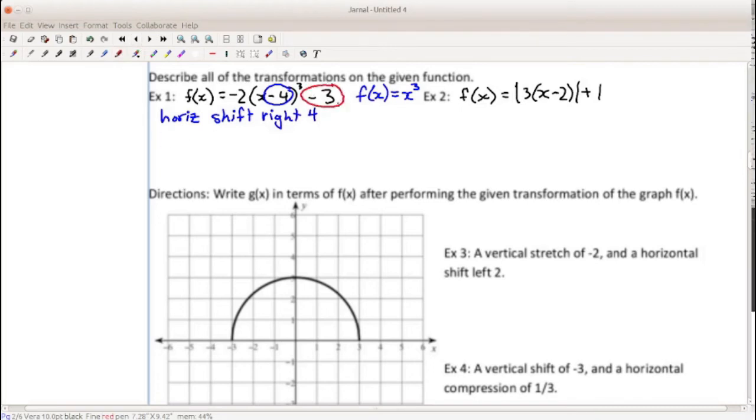So -3, this is outside, must be vertical. Still subtraction, so I'm still looking at a shift. And I know that a negative vertical means down 3. And last but not least, I'm going to deal with this multiplication outside. Actually, there's two things going on here because I know there's negative. Well, I know the negative right away is going to be a vertical reflection.